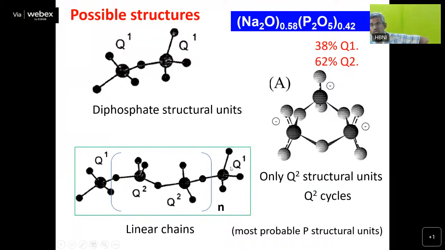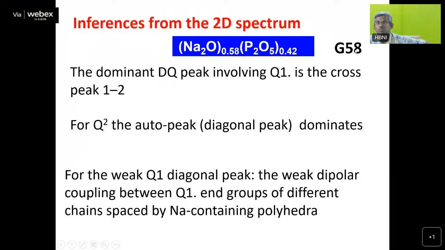And if you see, Q1 is here, this Q1 is here, this Q1 is here, and they are well separated. So communication becomes problematic, and you may not see much Q1-Q1 diagonal peak. Whereas Q1-Q2 can be very clearly seen here. Similarly, the other chain also can be there, and there also Q1 can interact with Q2. So that type of interaction can be there. This is one possibility, and as the most probable possibility, from 1D NMR you can calculate how much Q1 is there and how much Q2 is there.